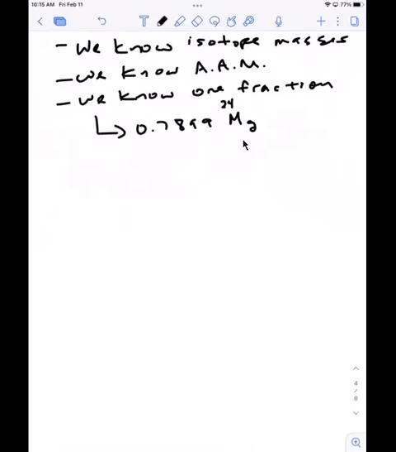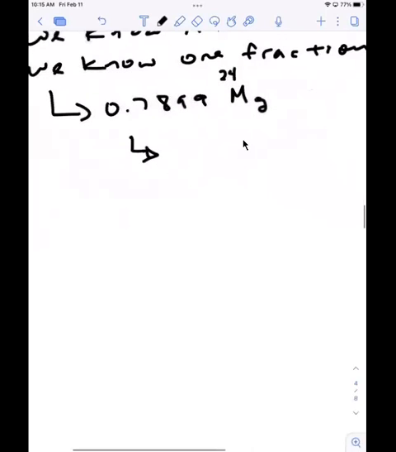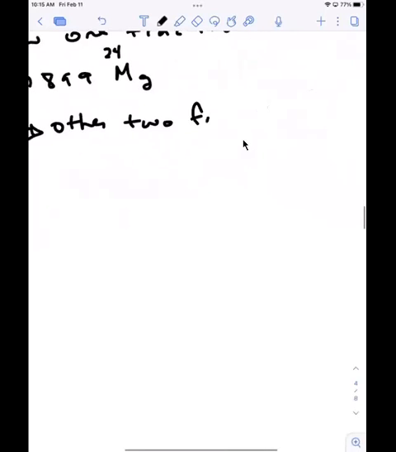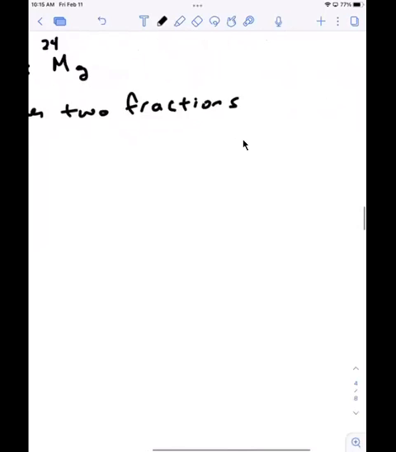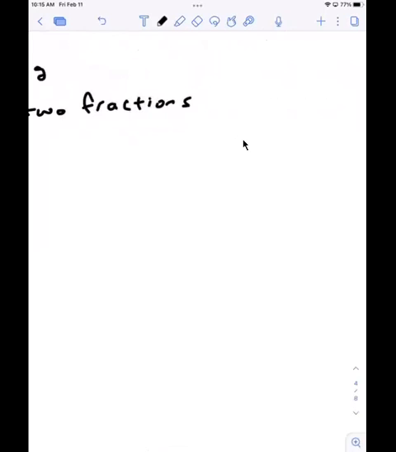So now this is the key to the problem. Once we get this part, the rest of the problem is academic. If the fraction for magnesium 24 is 0.7899, what's left if everything has to add up to 1? Because we got 3 isotopes, 21.01% is the total amount left. So the other 2 fractions have to be some derivative of 21.01%. Is that right?